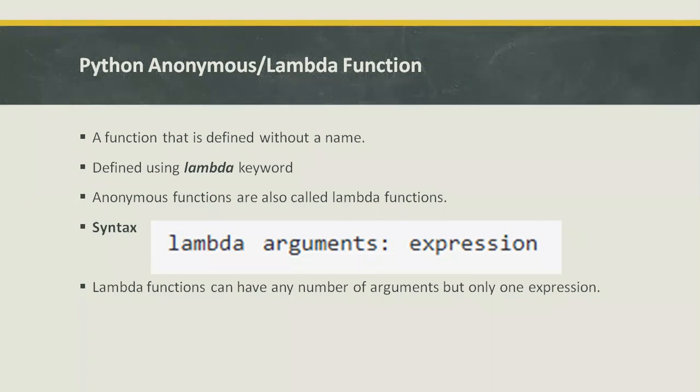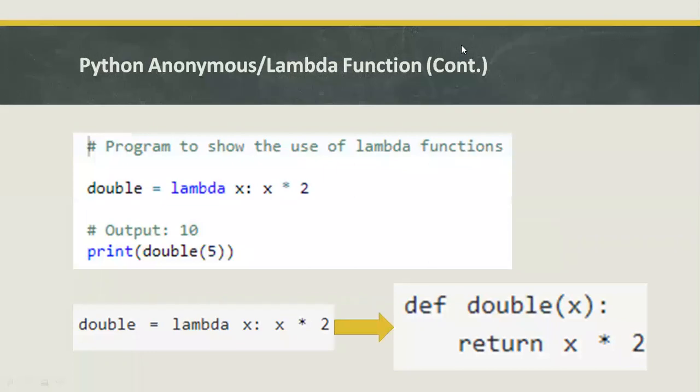The anonymous function is also called a lambda function. The syntax is lambda arguments colon expression. A lambda function can have any number of arguments, but only one expression. Now we'll see the program: double equals lambda x colon x into 2, print double 5.